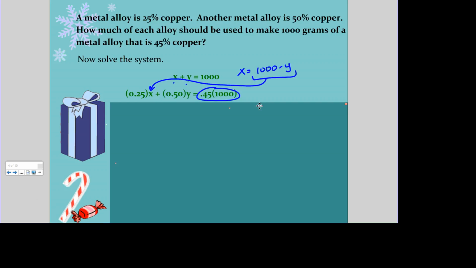You could also use elimination here, multiplying this equation through by either 0.5 or 0.25 to get either your X's or Y's to have the same coefficient, and that will cancel out. So that choice is yours. Take a moment, solve this system, click pause. When you're ready to check, click play. Okay, so you have solved your system.